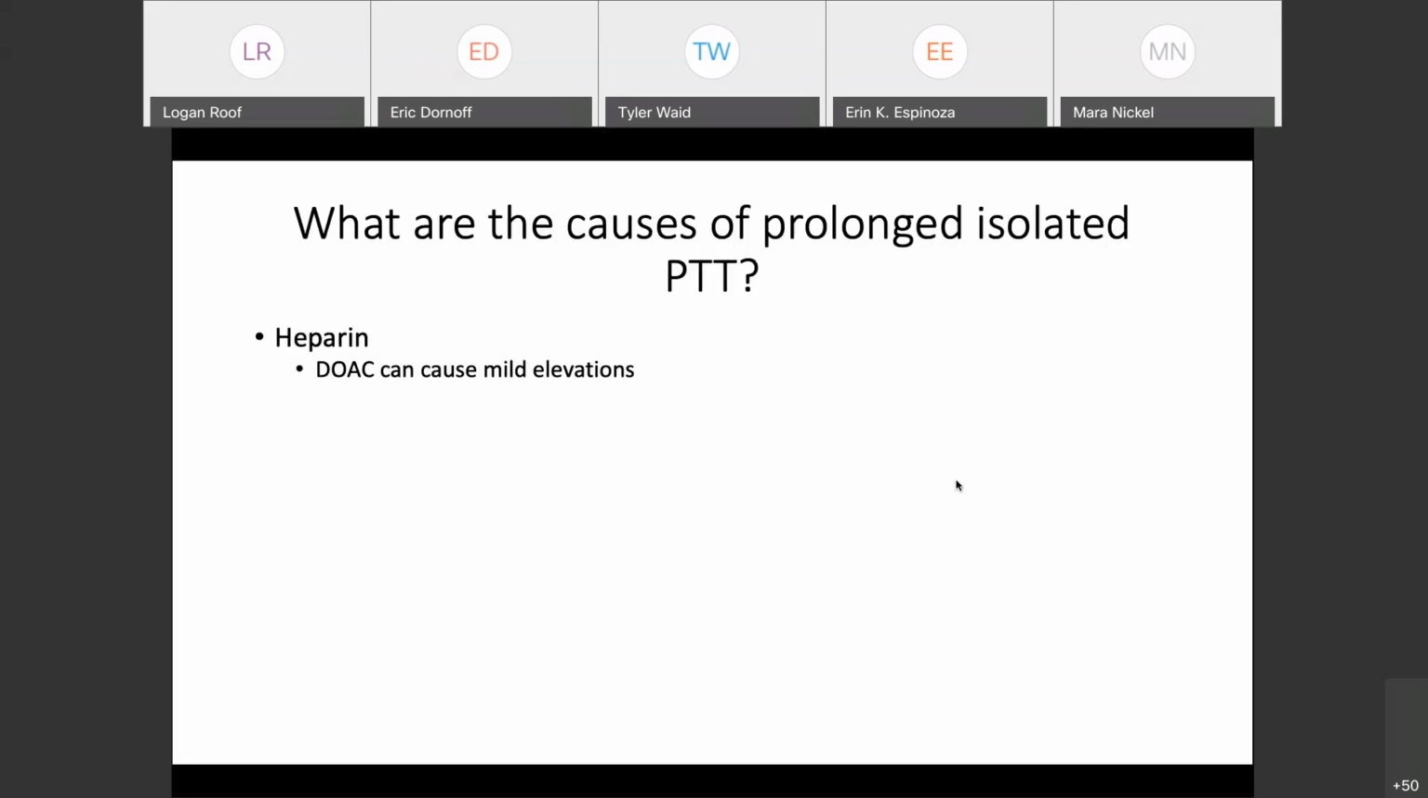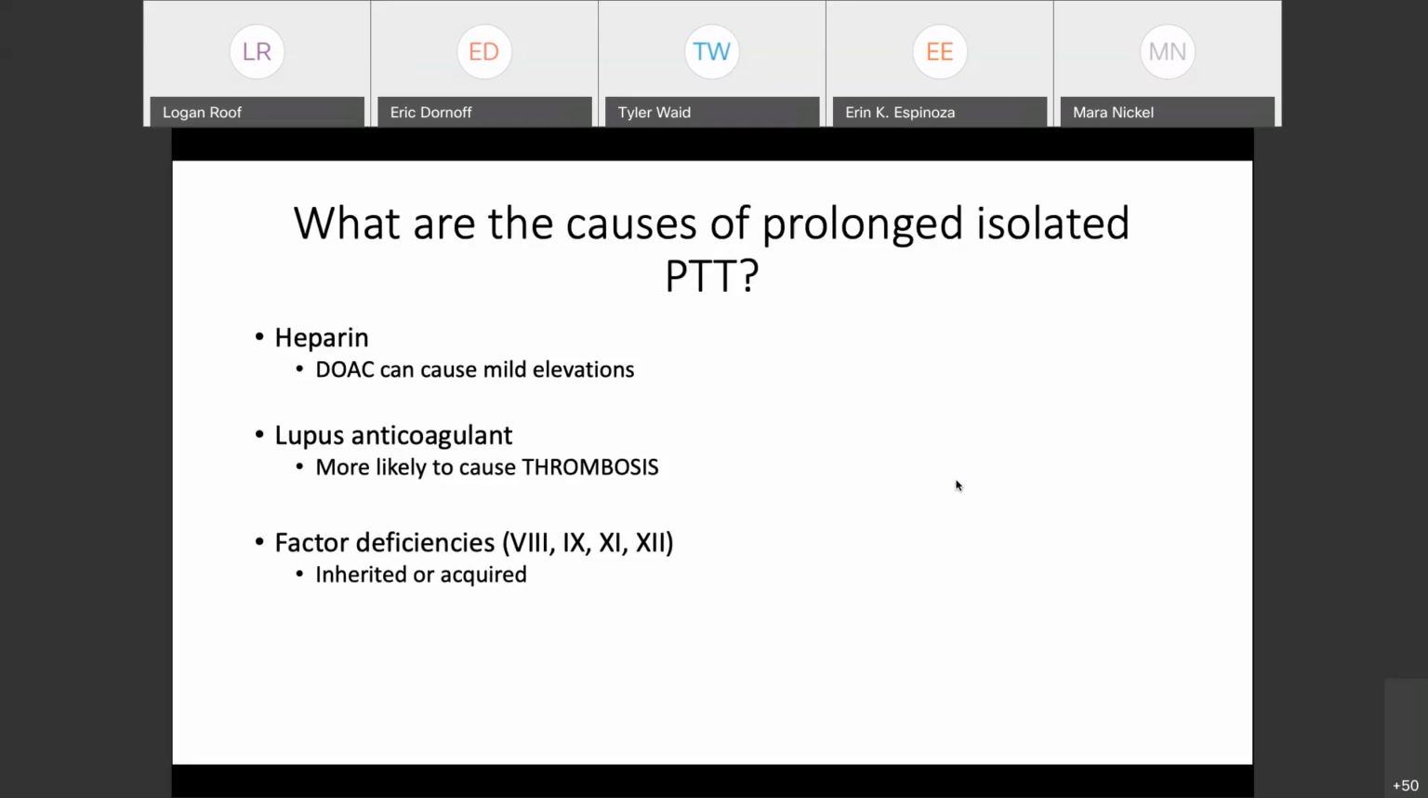First, of course, is one of the easier ones, heparin. But he's just coming in and he's never seen heparin pretty much ever in his life. DOACs can also cause very mild elevations, but not to that extent. Lupus anticoagulant, this should be in your differential if the patient comes in with actually thrombosis, so arterial or venous thrombosis. But remember, this guy's bleeding. He's not clotting.